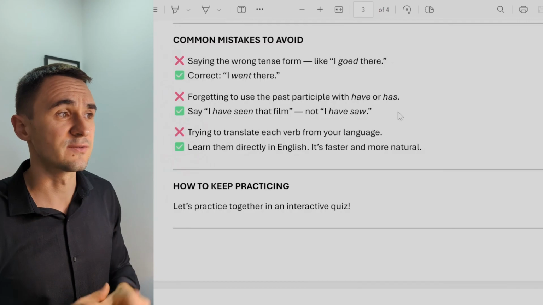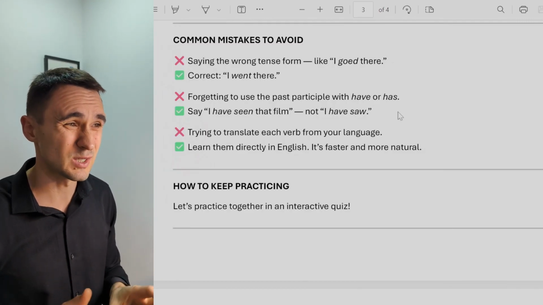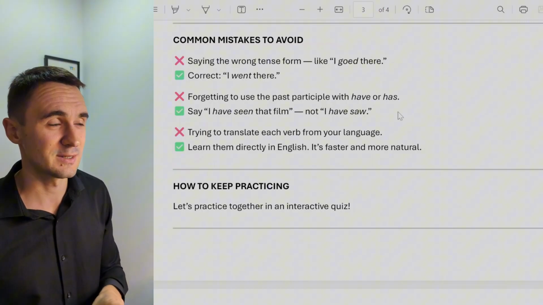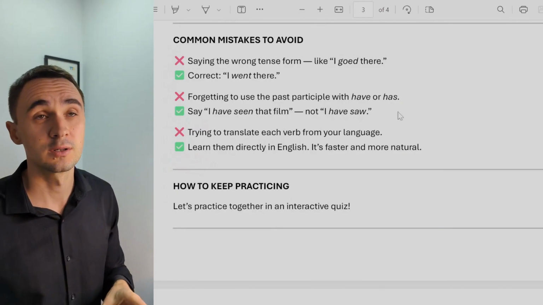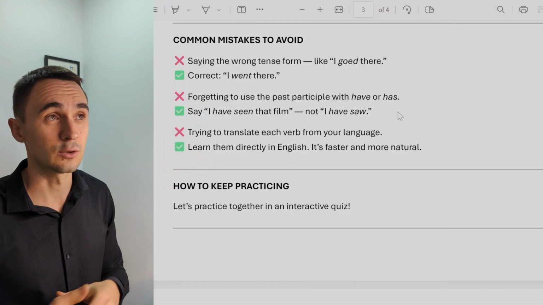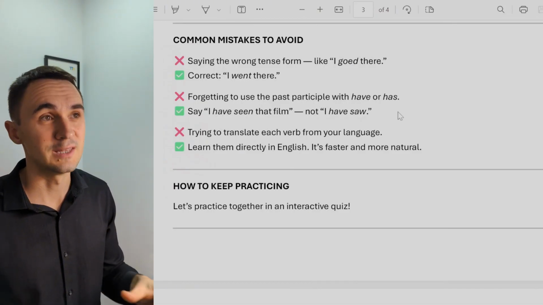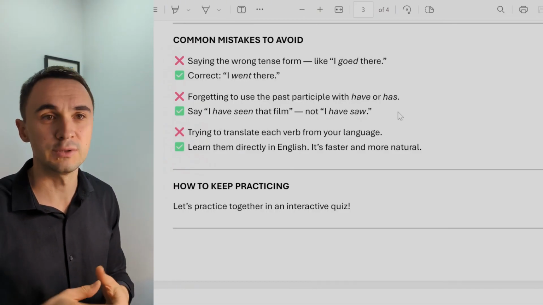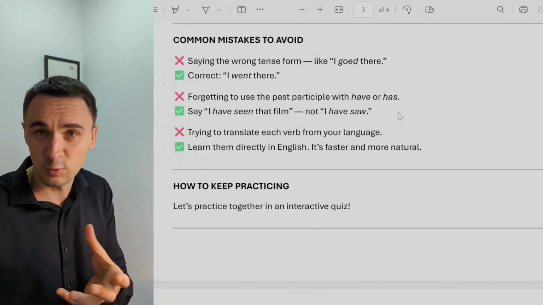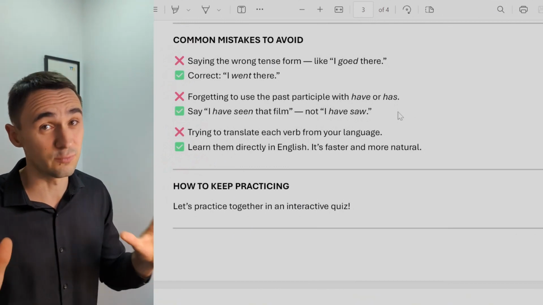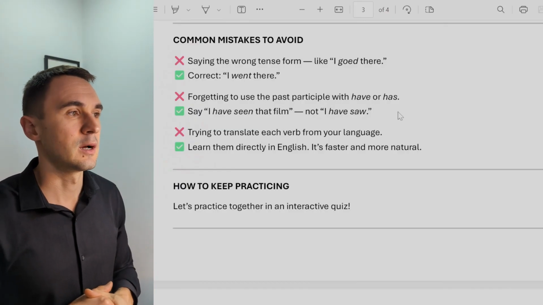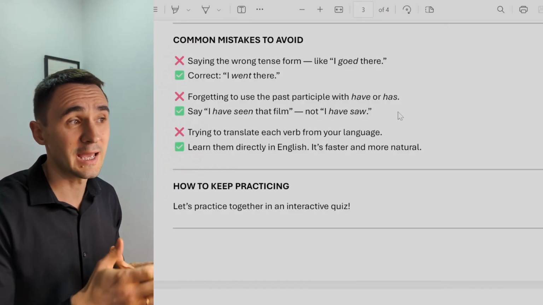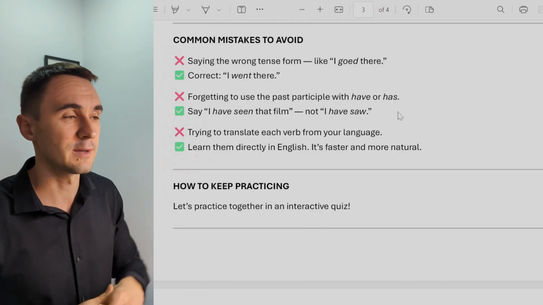The second common mistake is forgetting to use the past participle with have or has. Yes, many students say, I have saw, or I have went. No, that's not correct. Of course, you need to use the third form, and that's why you have to learn all three forms together at once, yeah? That's the idea here. So the correct would be, I have seen that film, okay?